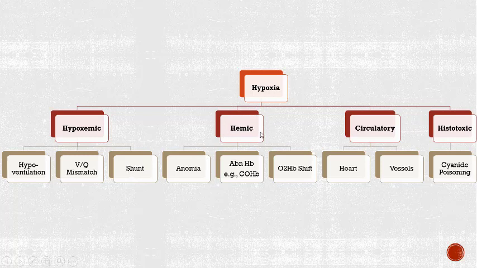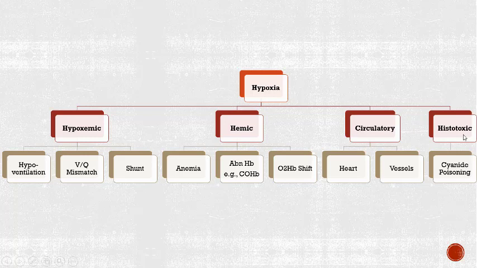Then you can come over to the hemic hypoxia. This is going to be a problem with your buses. So anemia, which is where you don't have enough buses, abnormal buses where they can't pick up the passengers like they should, or if you have a right shift in your curve and for whatever reason your hemoglobin doesn't have the same affinity for oxygen that it should, like in the example of an acidosis. The third hypoxia is circulatory hypoxia. So that's going to be a problem with the roads. So think heart, vessels, cardiac output, blood pressure, that kind of thing. Histotoxic is that cyanide poisoning or overdose of Tylenol, and it's where your cells can't actually extract the oxygen from your bloodstream.